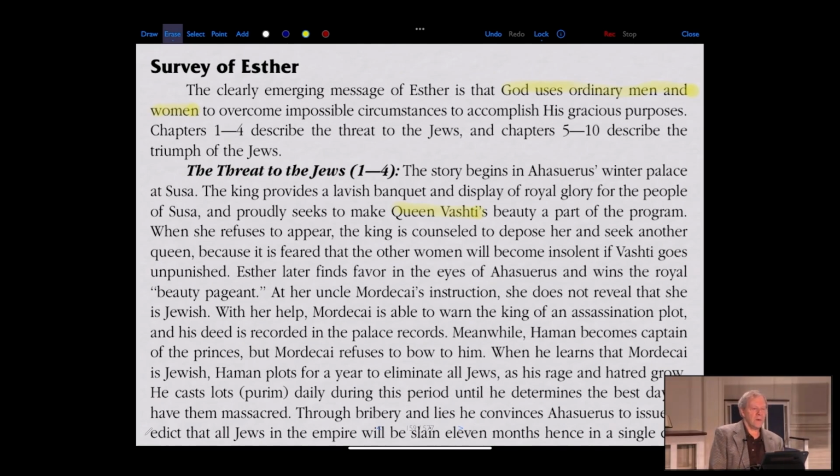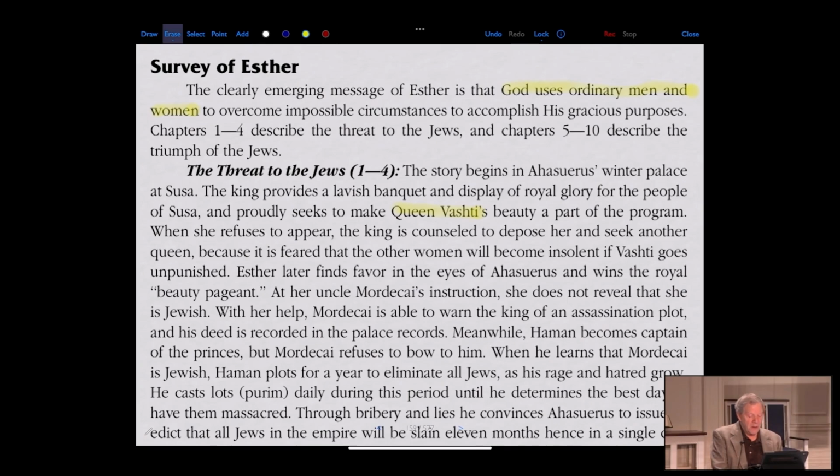There's a kind of sub-theme that goes throughout this narrative. And though God's name is not mentioned in it, his evident purposes and providential care are there. So with her help, Mordecai is able to warn the king of an assassination plot. And his deed is recorded in the palace records.